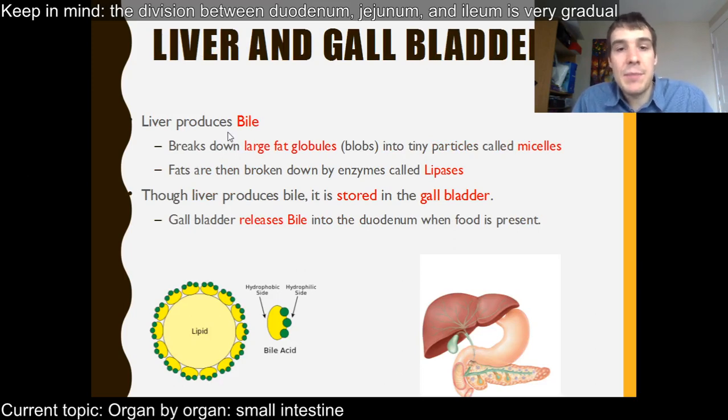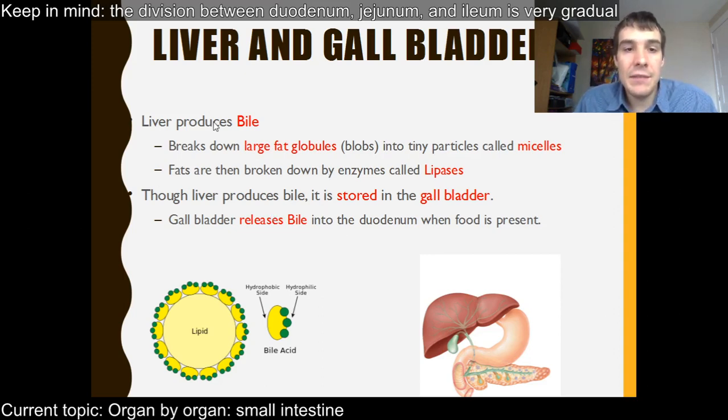The liver produces bile, which breaks down big fat blobs into smaller fat blobs. And then those small blobs can get attacked by the lipases. So bile breaks up the fat. Lipases actually chemically break down the fat.